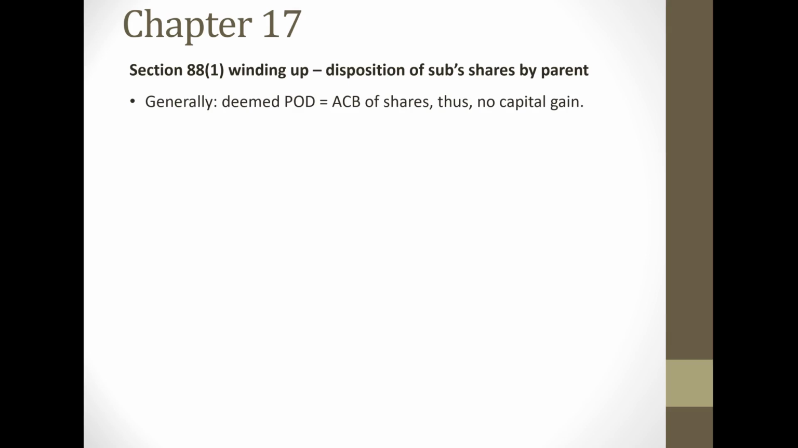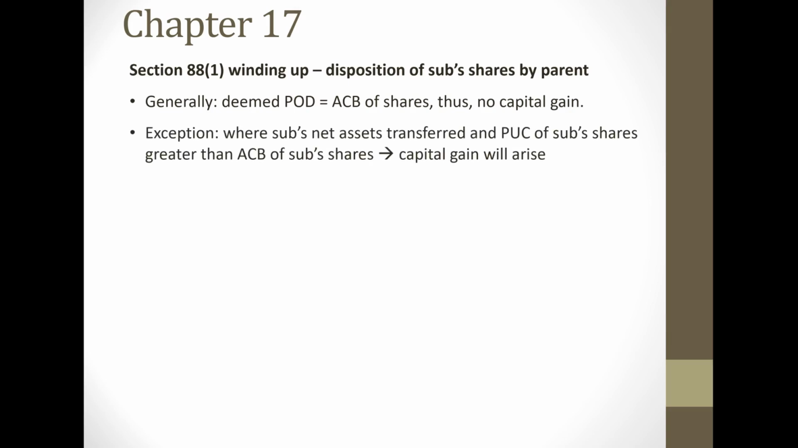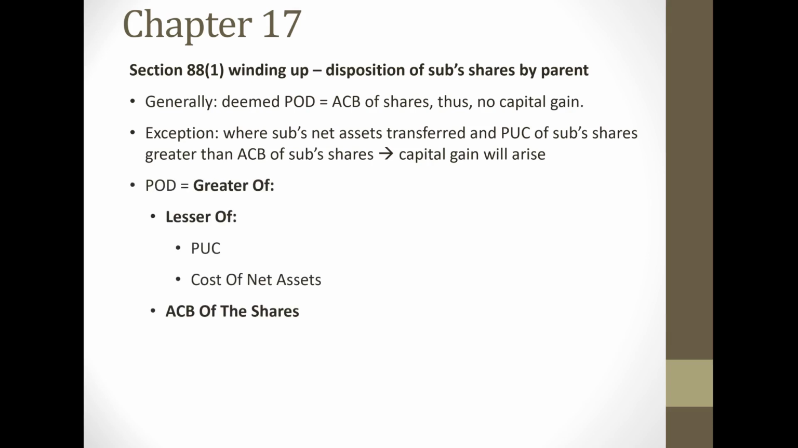So those shares will be basically canceled, so there's going to be a disposition. Now the deemed proceeds of disposition will equal the ACB of the shares, so there's going to be no capital gain that needs to be recognized by the parent. Now the only exception is when the sub's net assets that are transferred and the PUC of the subsidiary shares are greater than the ACB of the subsidiary shares. In that situation, a capital gain will arise. Now, let's take a look at how we determine the proceeds of disposition then.